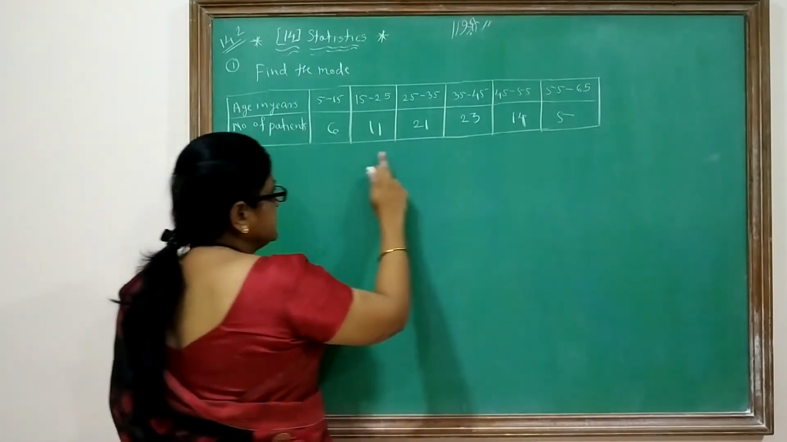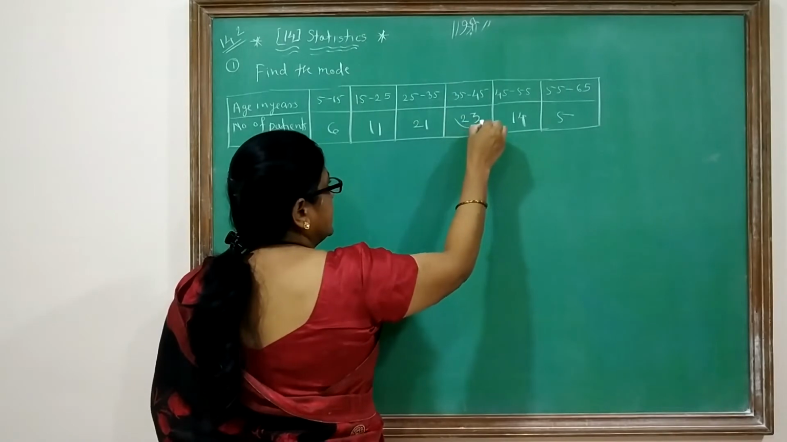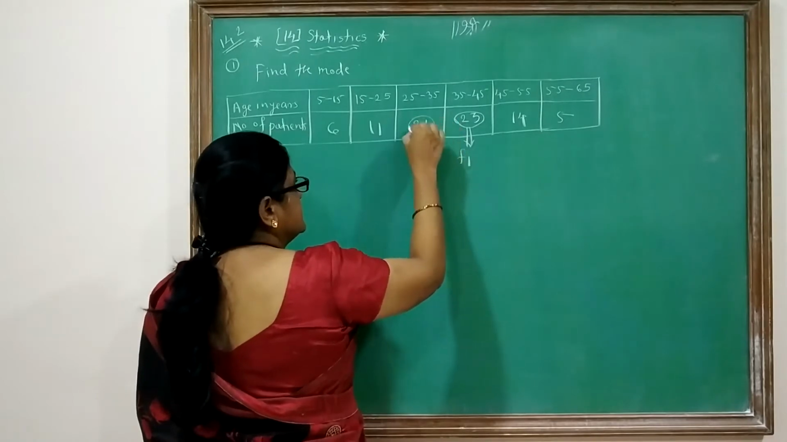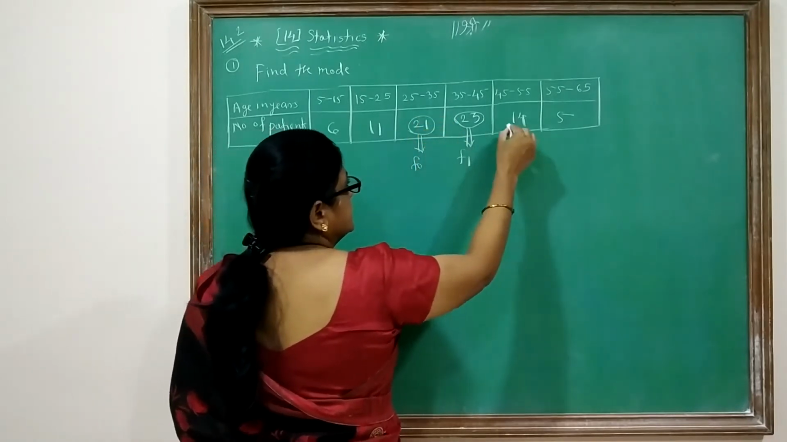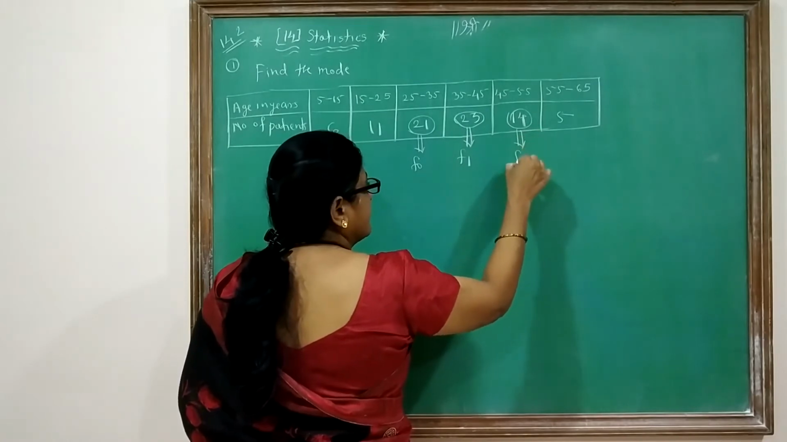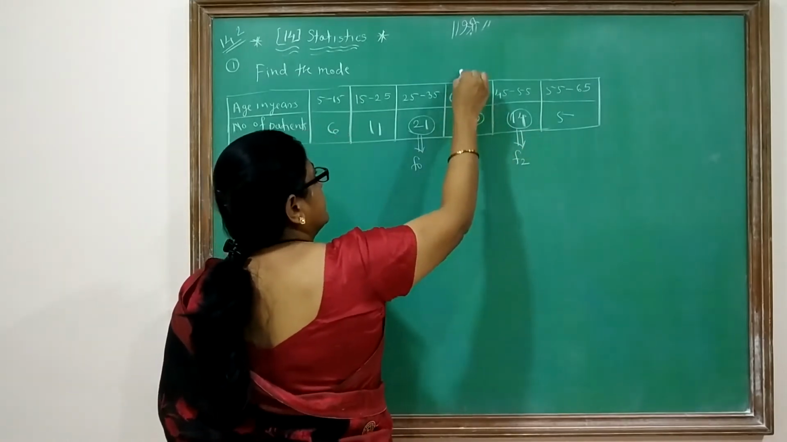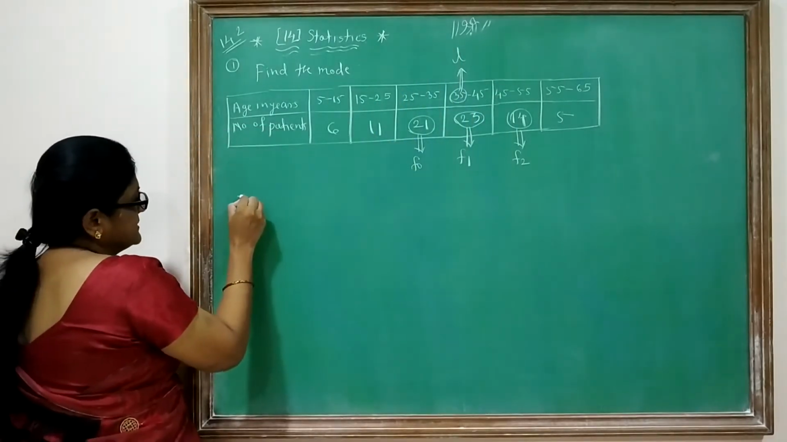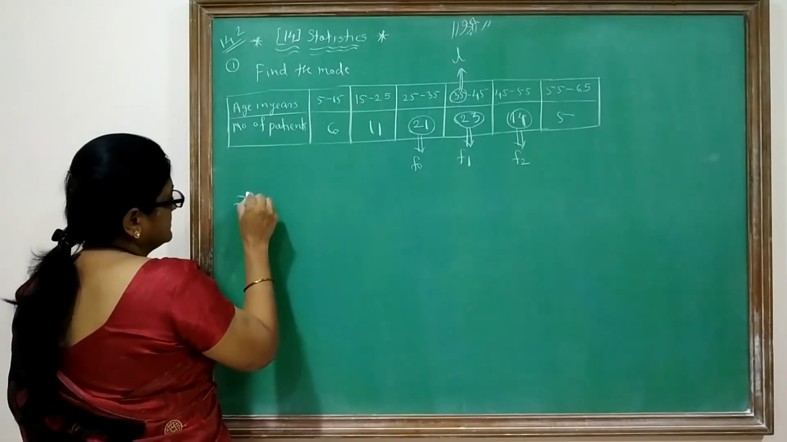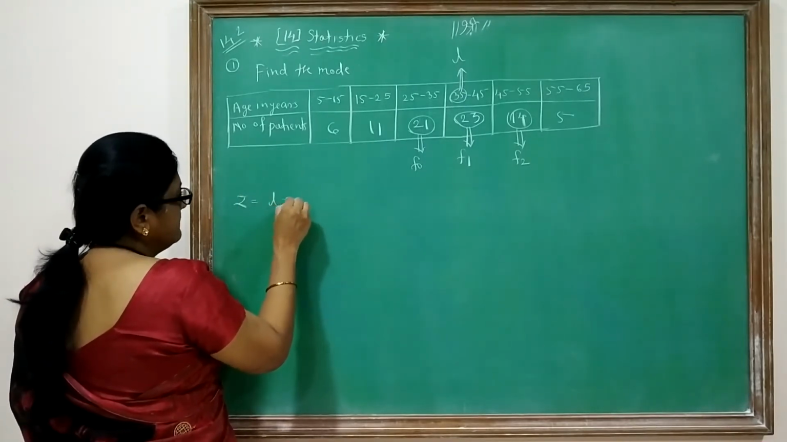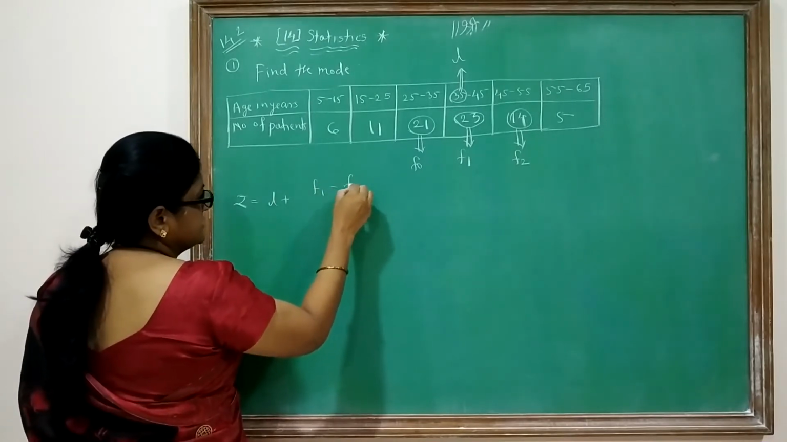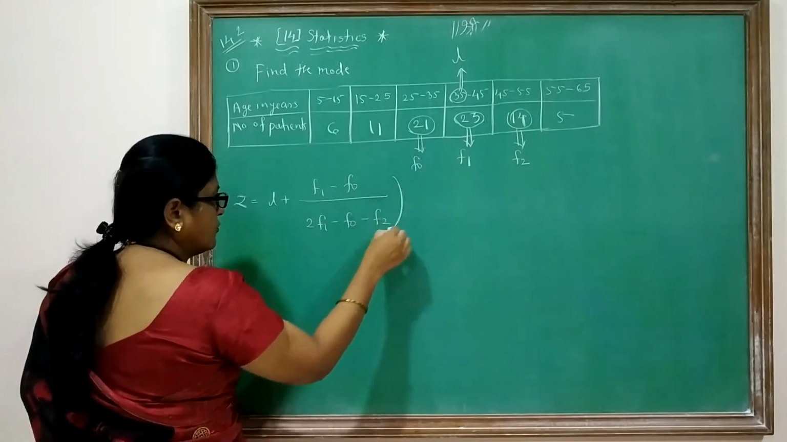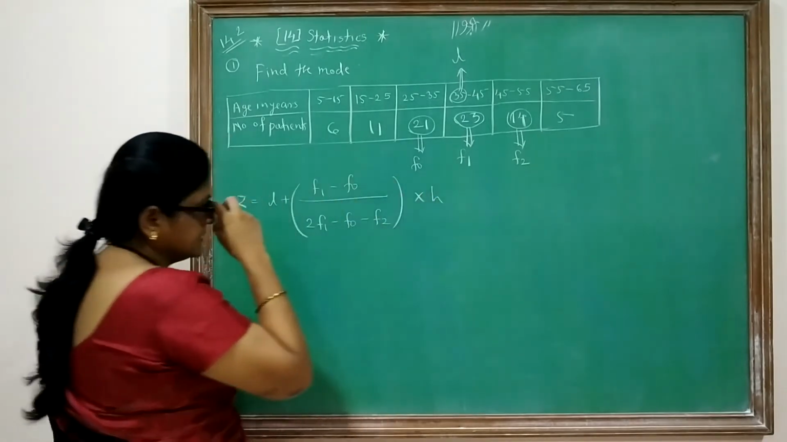Here in the frequency, which is the greater value? This is the greater value. Then you will solve. Here mark F1. This is your F0. This is your F2. And this is your L. Then you will write the formula: Z = L + [(F1 - F0) / (2F1 - F0 - F2)] multiplied by H.